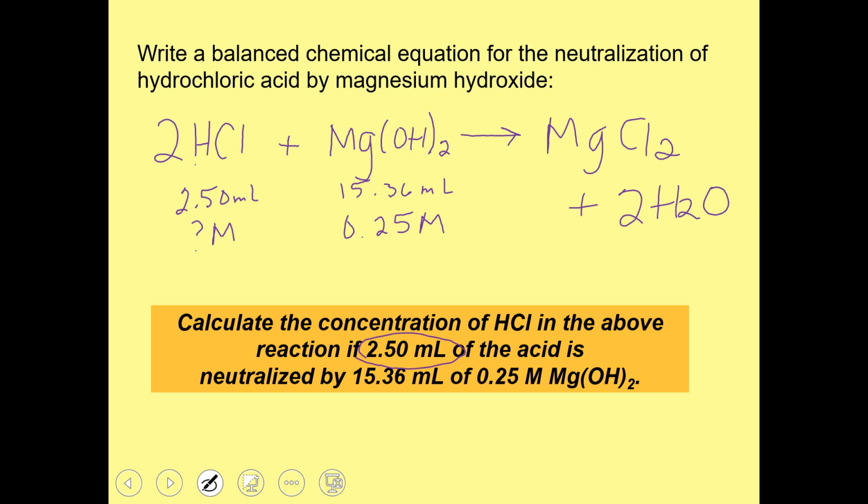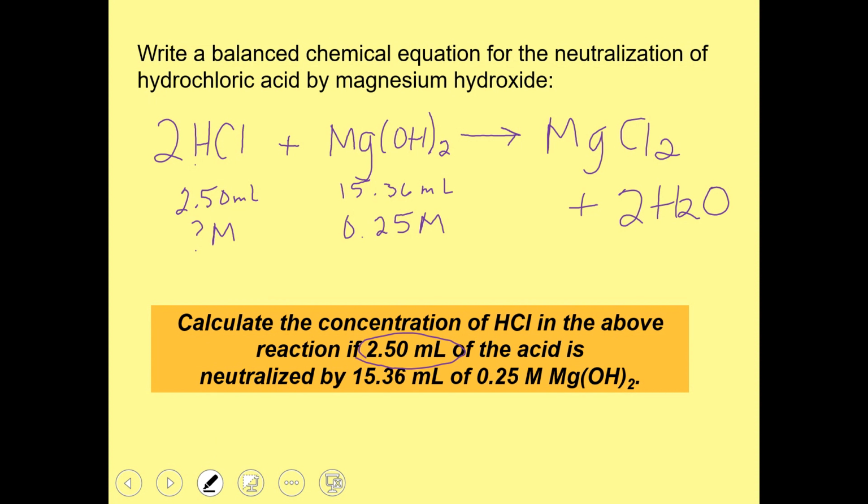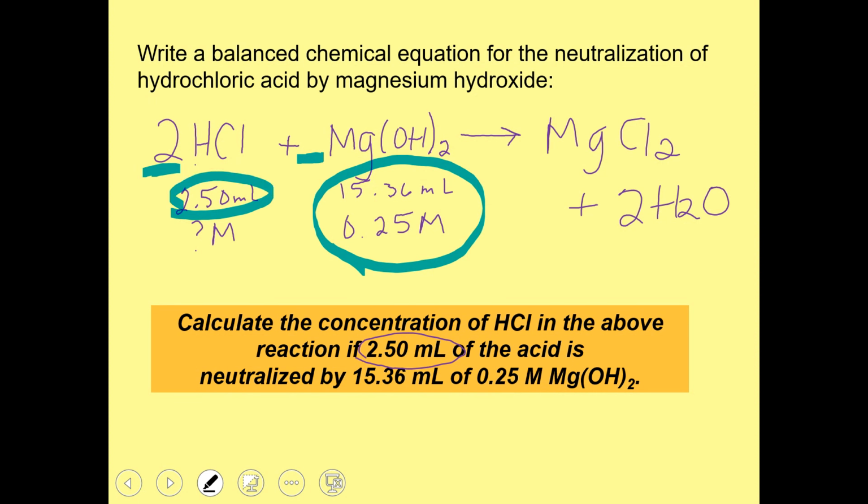With that information, we can then use this information right here, the molarity and the volume of the base, to calculate the moles of the base. We can then use the mole to mole ratio to calculate the moles of the acid. And once we have the moles of the acid and the volume of the acid, we can calculate the molarity.